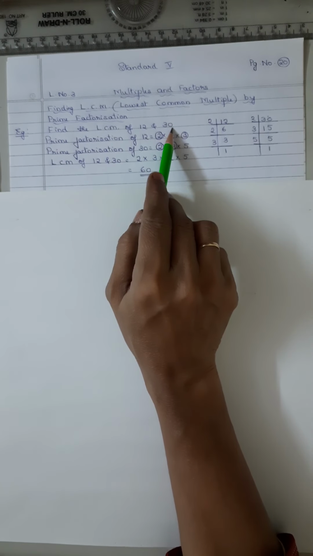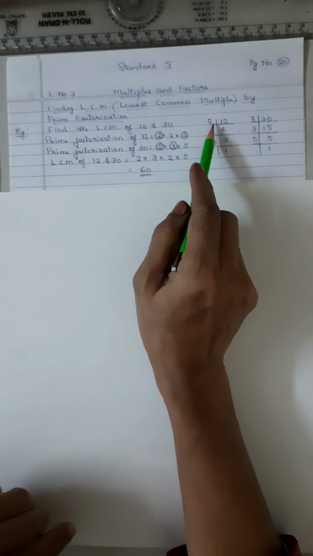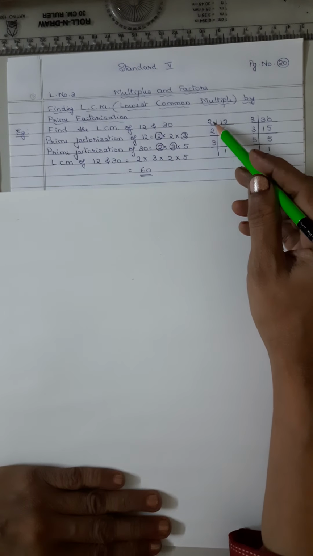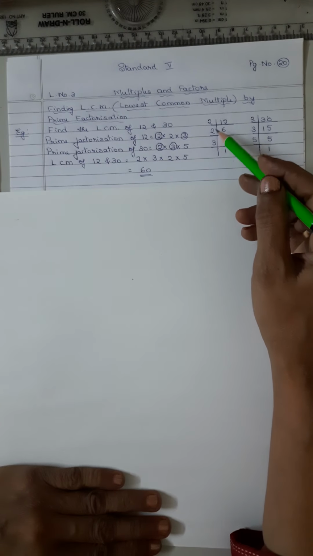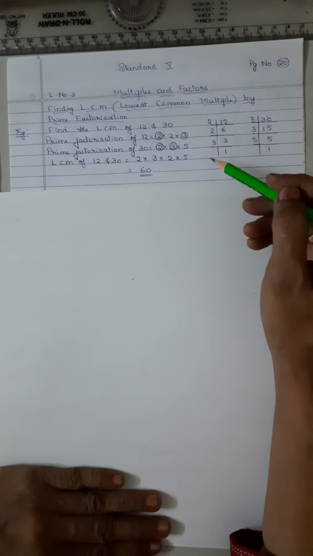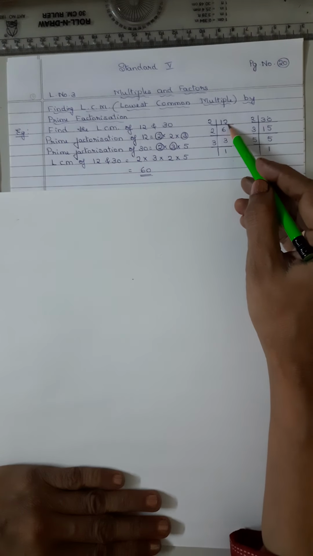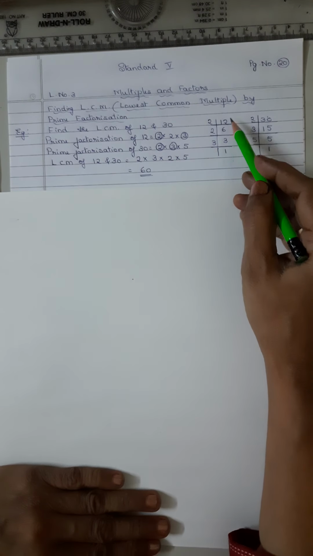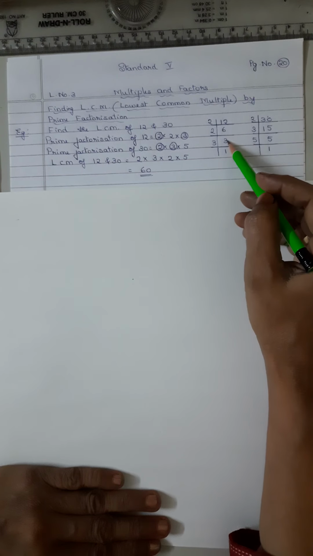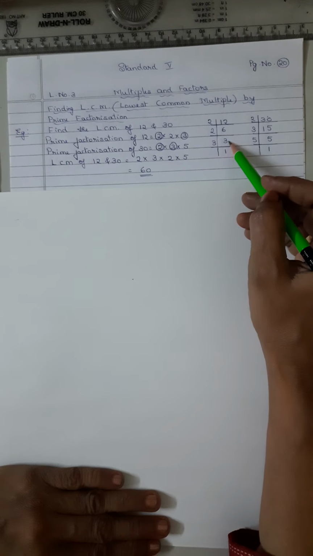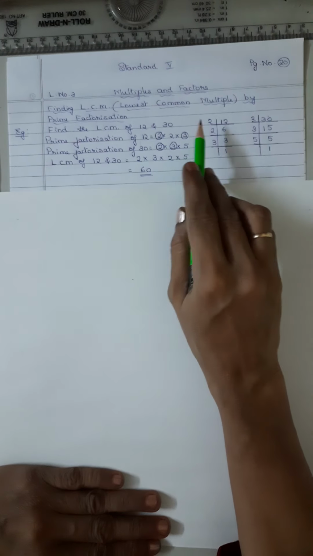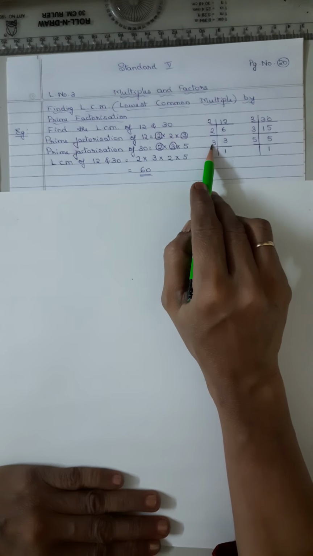First we will see the example. So 12, you start the prime factorization. You have to divide by the prime numbers. Start from 2, 3, 5 like that. Because it is an even number, divide by 2. 2 sixes are 12. Again even, 2 threes are 6. Now 3 is a prime, so 3 ones are 3. Write it down. Prime factorization of 12 is 2 into 2 into 3.